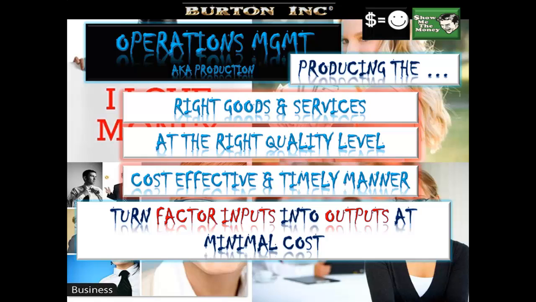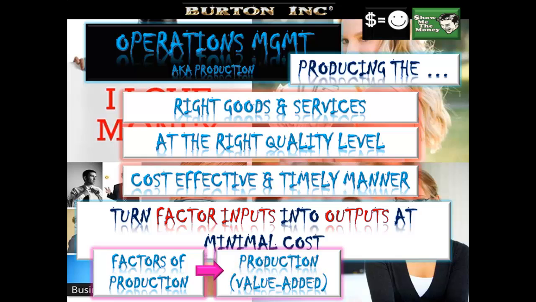And to many marketing and production managers, they are often referred to as the 5 M's. That is materials, manpower, machines, money, and management. So we're turning these factor inputs into a business into outputs. So the final products, the goods and services that the business is selling, and hopefully at the minimal cost.